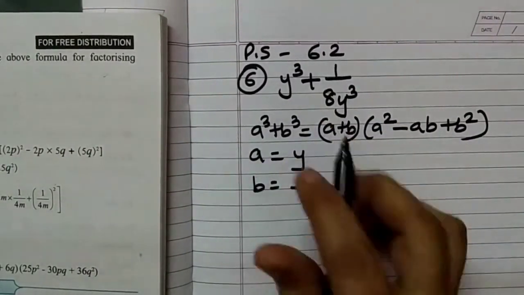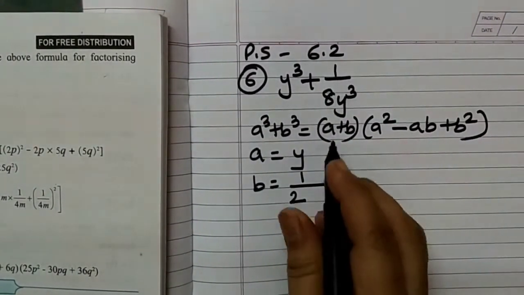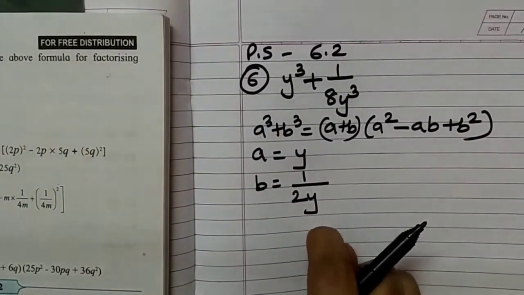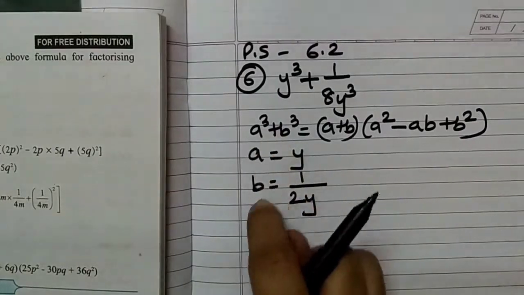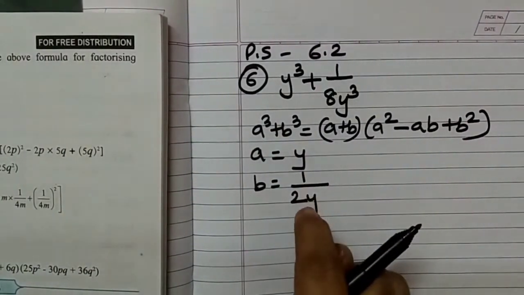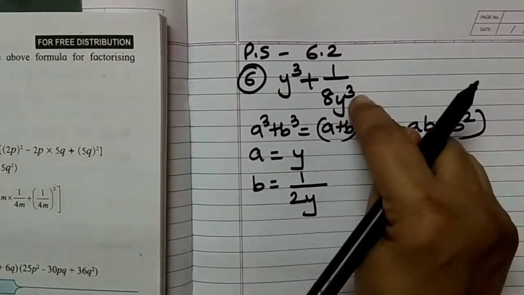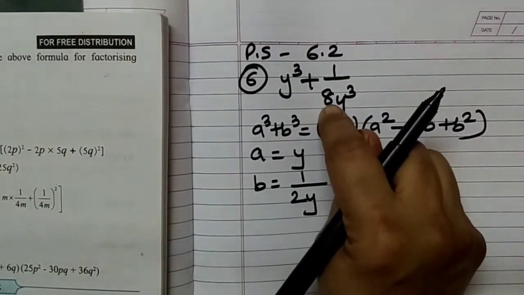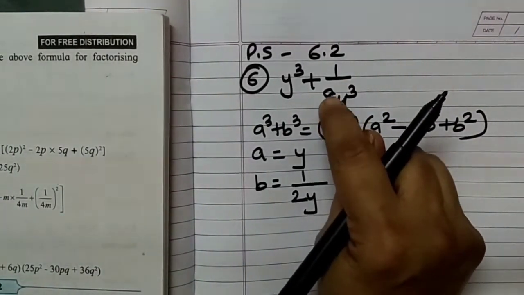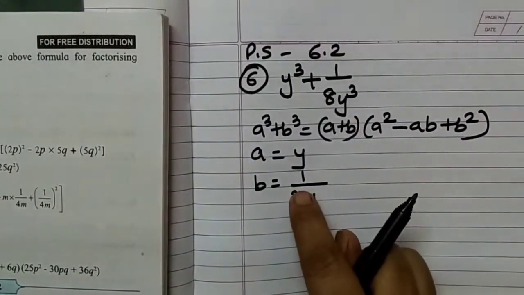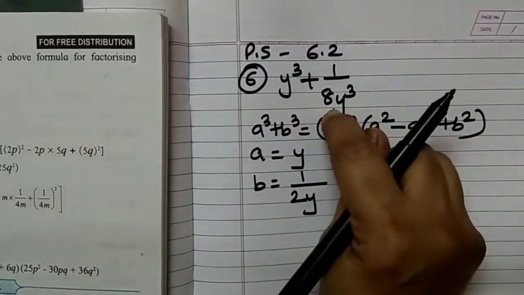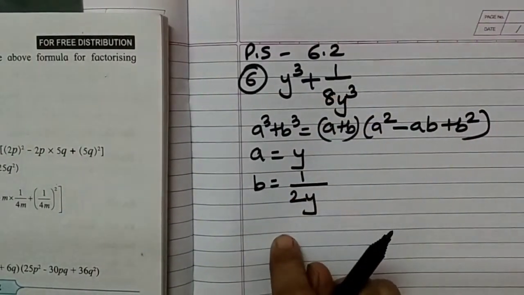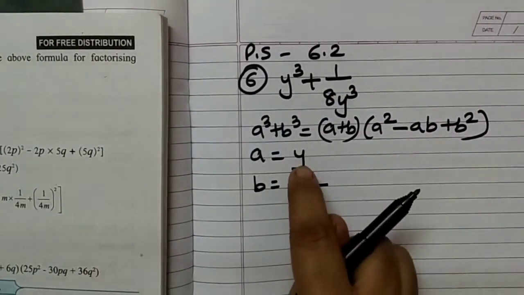Cube root of 8 is 2. And cube root of y cube is y. So be careful when you're writing this. Because b, in place of b, it is 1 upon 2y. It is not 1 upon 8y cube, remember. So all the numbers which will be over here, they will have a particular cube root. So cube root of 8 is 2, that is 2 into 2 into 2 will give me 8. That's why cube of 2 is 8 and cube root of 8 is 2. Now I got my a and b.